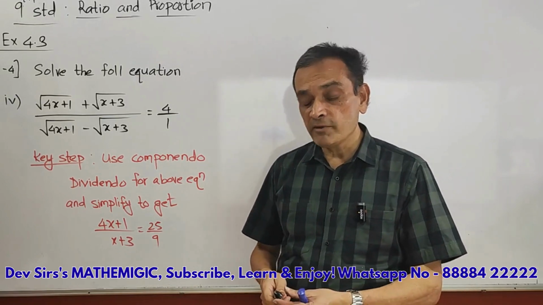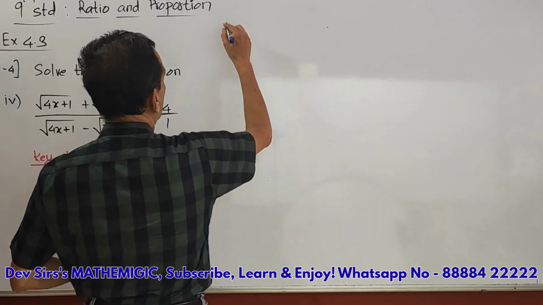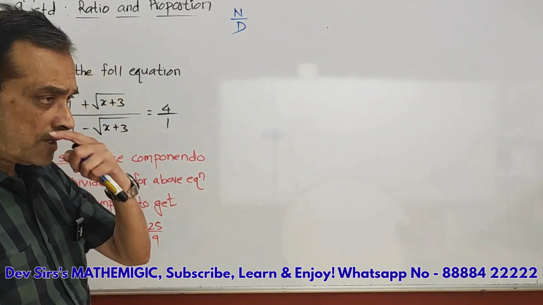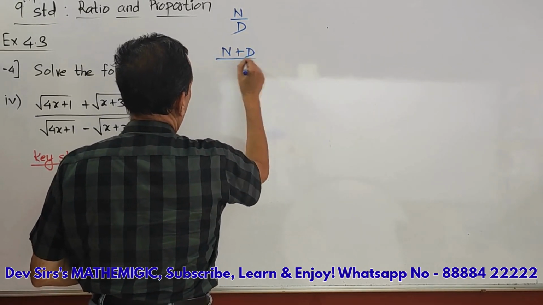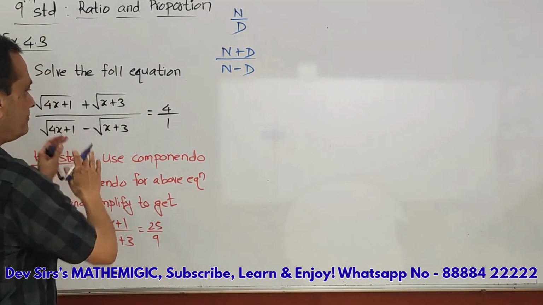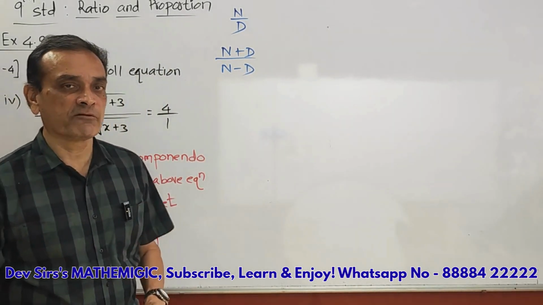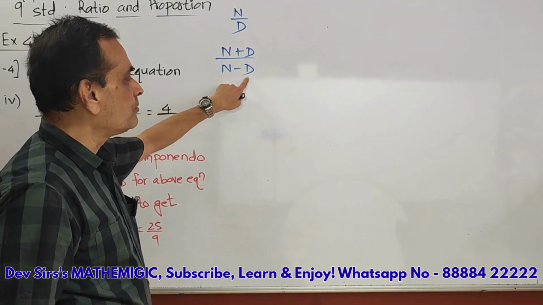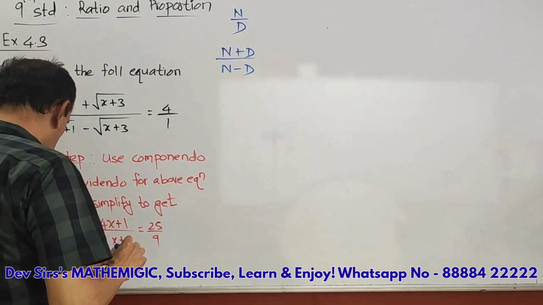Now what does the componendo dividendo mean? Componendo dividendo means for any ratio, if you are given numerator upon denominator, then numerator plus denominator upon numerator minus denominator on both sides of the equation. Okay? You have to use componendo dividendo on both sides of the equation. This is called numerator plus denominator upon numerator minus denominator. So I will use componendo dividendo for this equation. Watch how.